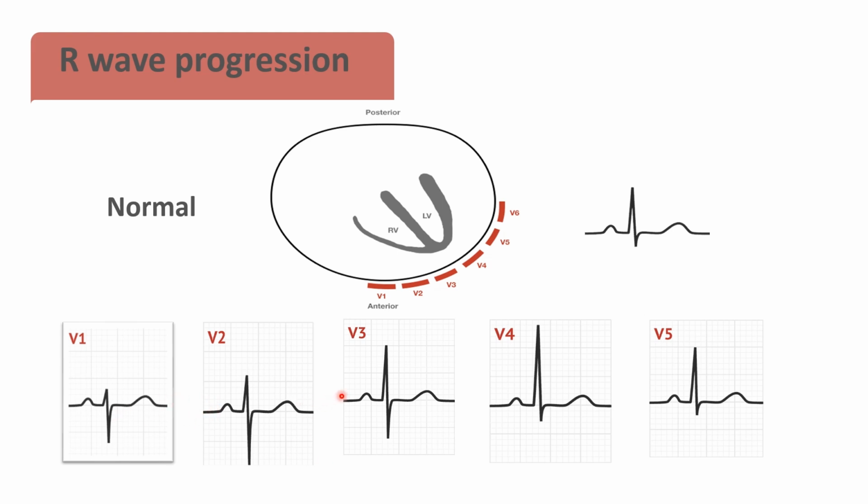As we progress from V1 up to V6, the R wave gradually increases in size, reflecting the depolarization wave moving toward the left ventricle, which has more muscle mass. The transition zone, where the R wave is equal to the S wave, usually appears around V3 and V4. By V5 and V6, the R wave is at its tallest, as these leads are closest to the left ventricle. This gradual increase in R wave amplitude is what we call normal R wave progression.